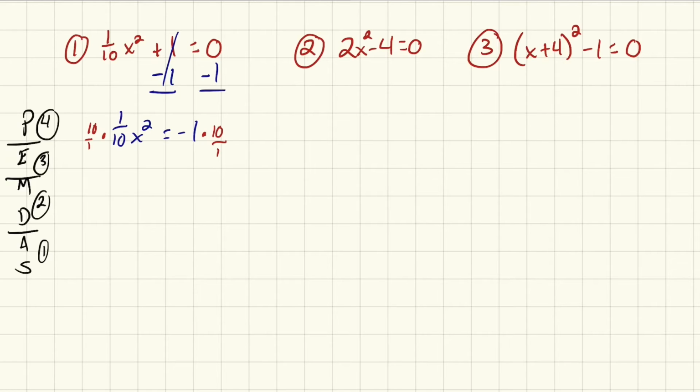And doing that gets the 2 fractions to cancel out, leaving me with x squared on the left-hand side. And -1 times 10 is just -10. And then to finish off the problem here, we take the square root of both sides. Square root and the squared cancel. X is then equal to the square root of negative 10.